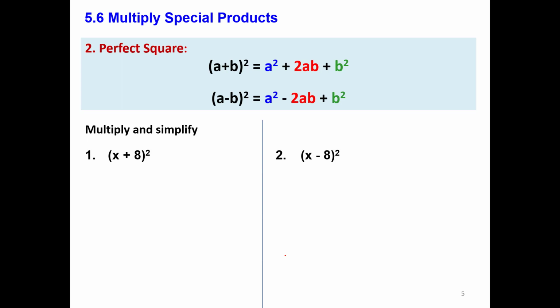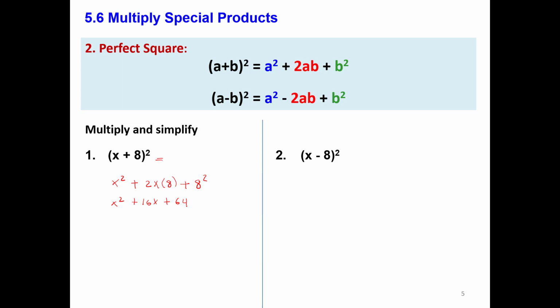If we have x plus a to the second power, then we can apply the perfect square rule. We will say it is the square of the first term, because it's positive, we know this sign must be positive, twice x times the second term, twice x times a, plus the square of the second term. Now we just solve this one: it will be x squared, 2 times a will be 16x, a to the second power equals 64. And this is the answer.